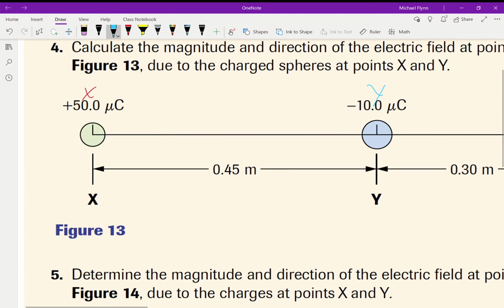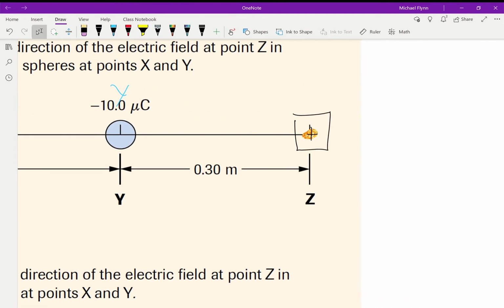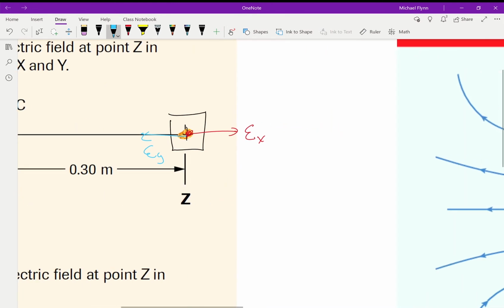Charge X is a positive charge, so I'll use the color red for this. That is going to push away the little imaginary positive charge I put at point Z. The blue charge, though, is negative, so it is going to attract my little imaginary positive charge. So I've got these two vectors in opposite directions. Now we just have to use the formula.